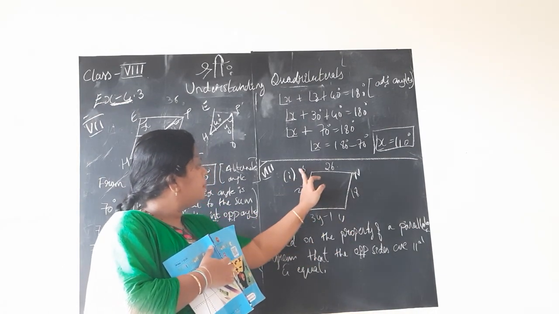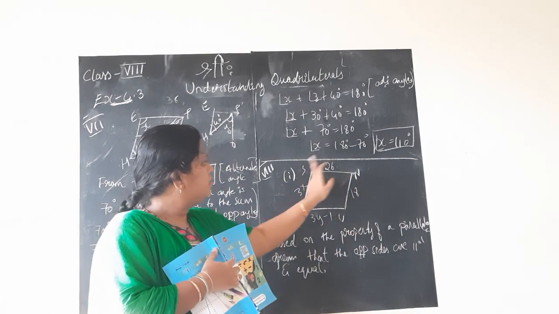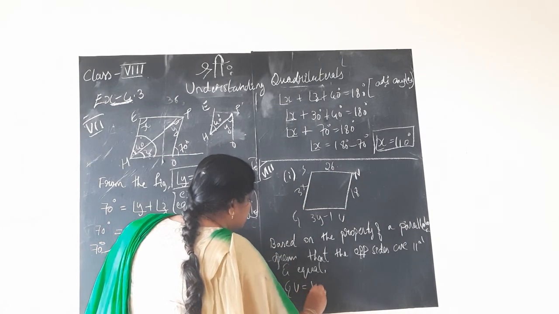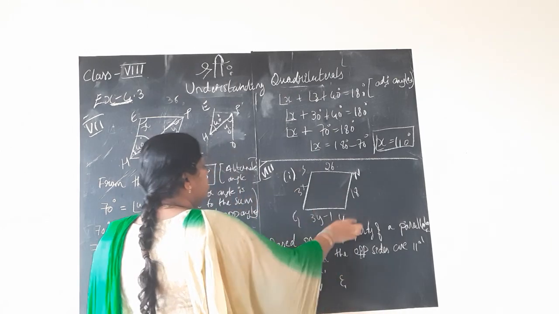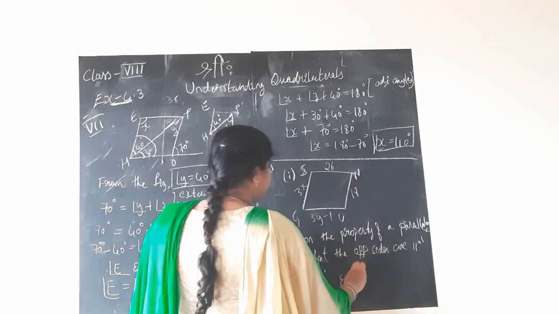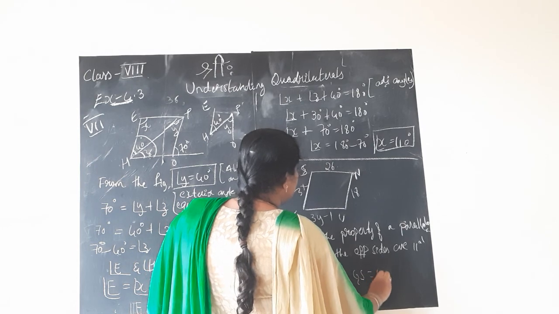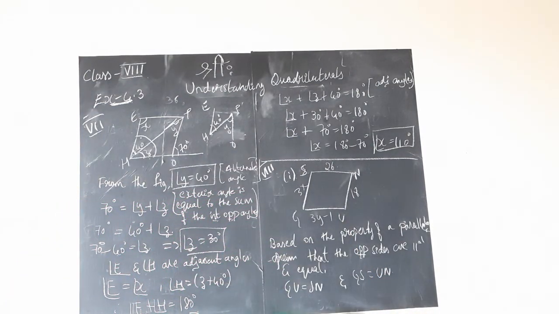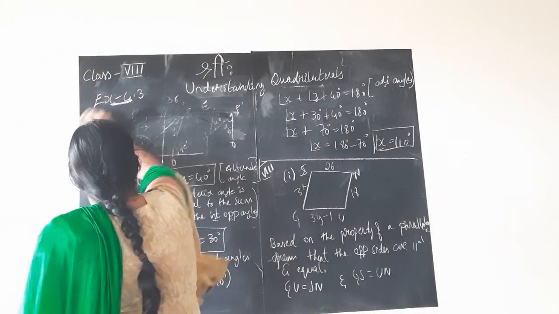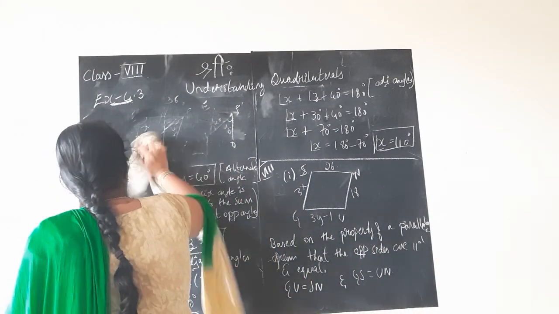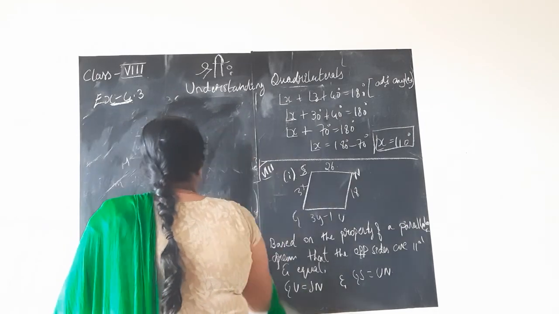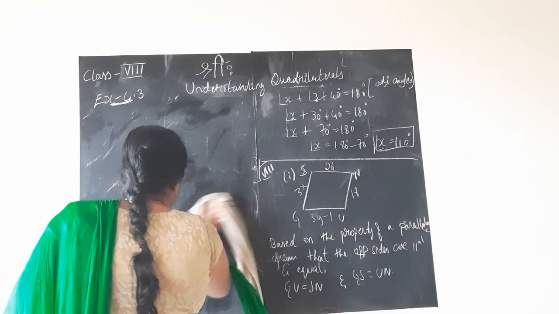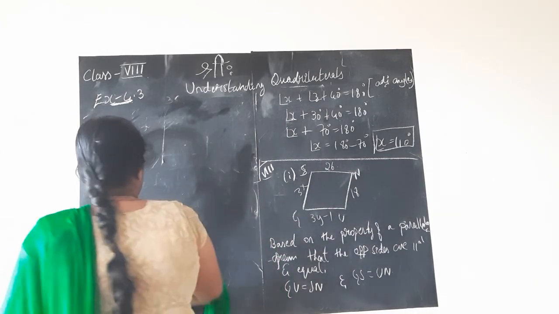GU is opposite to SN, so GU is equal to SN. The other two opposite sides are GS and UN, so GS is equal to UN. They have given the measurements of all the sides. We shall simply substitute and simplify, that's all. For the second one also you should apply the same property and simplify in the same method, children. I am doing this one, you will do the other one.